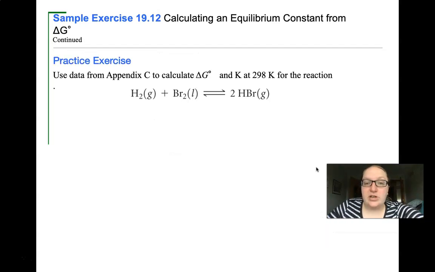Okay. The one you're going to do is actually this one. So one of the things you have to do is use Appendix C to calculate delta G naught. Okay, so you're going to do the delta G of the products minus the delta G of the reactants to get delta G naught, standard for this reaction at 298 Kelvin. Then you're going to calculate K by taking the negative delta G naught over R times T.